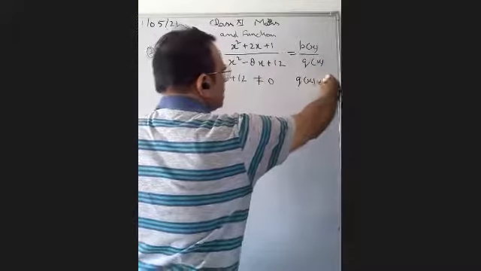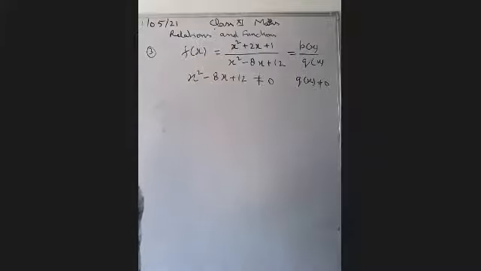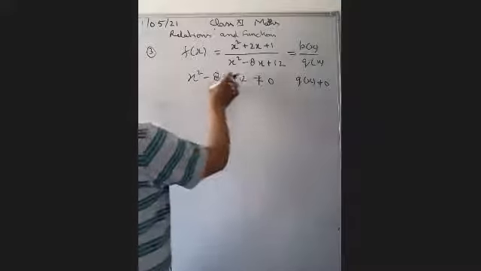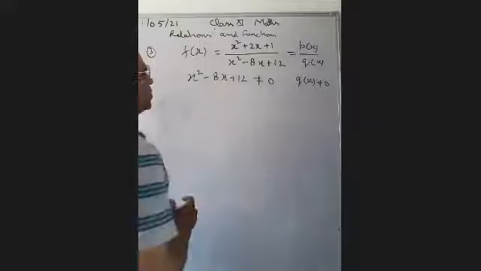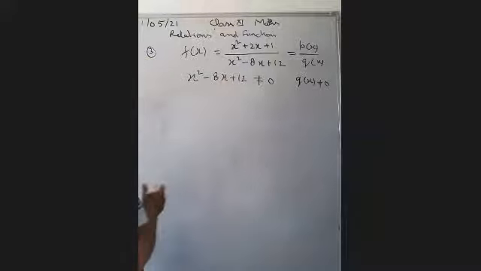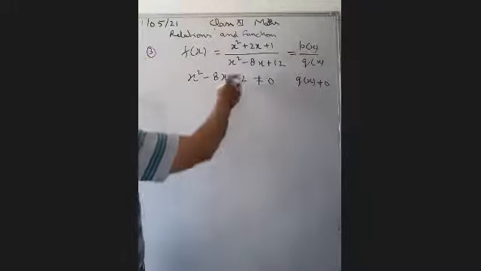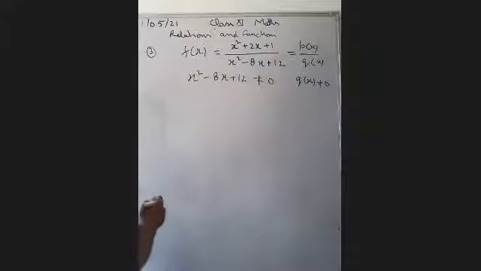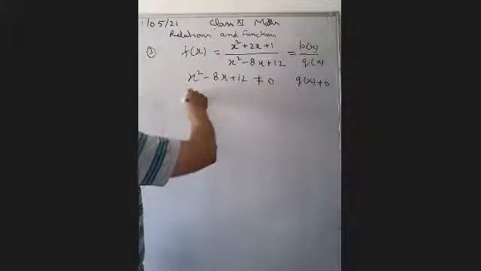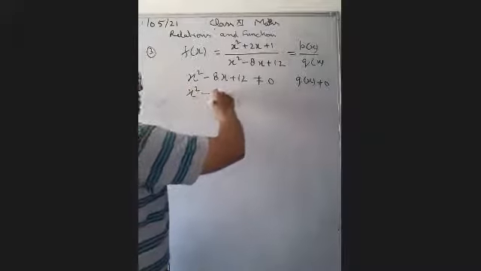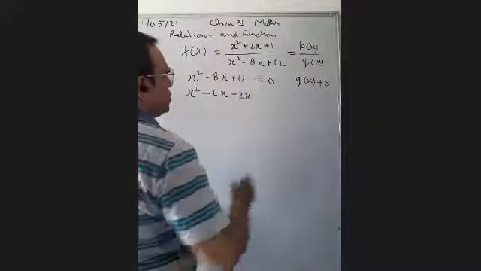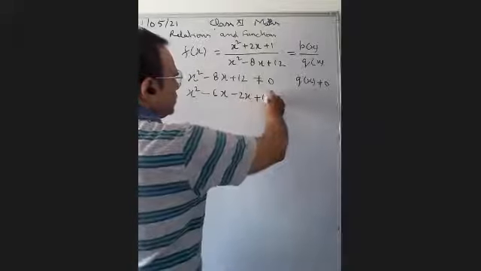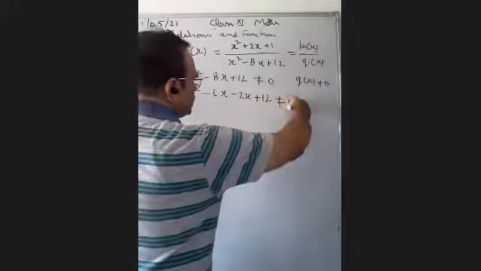You have to take care of this. So q(x) should not be equal to 0. So we have to find the values of x for which this expression cannot be equal to 0. We can factorize this one. 6 times 2 is 12, so you can get x² - 6x - 2x + 12, which should not be equal to 0.